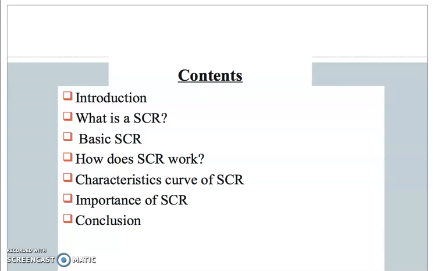Going to deal with the topic SCR. What is SCR? What are the basics of SCR? And how does the SCR work? And characteristic curves of SCR. And in the end, the various applications and importance of SCR, and finally conclusion are the topics dealt in today's discussion.